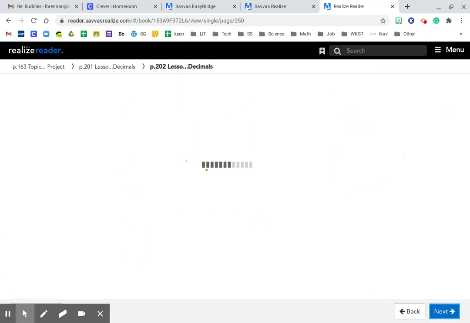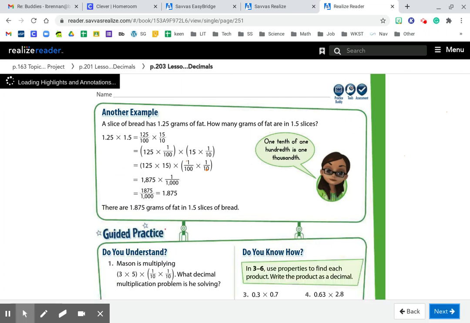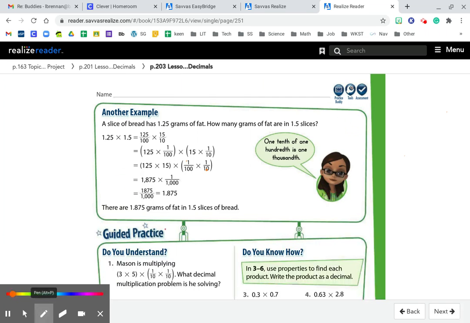And let's go and do some examples so you can see this a little bit better. So a slice of bread has 1.25 grams of fat. How many grams of fat are in 1.5 slices? So basically what we can do here is break apart 1.25 into the whole number 125 times 1/100, and we're breaking up 1.5 into 15 times 1/10.